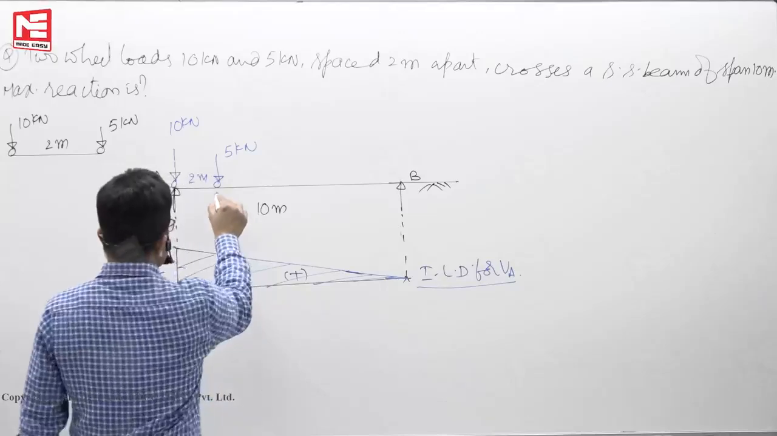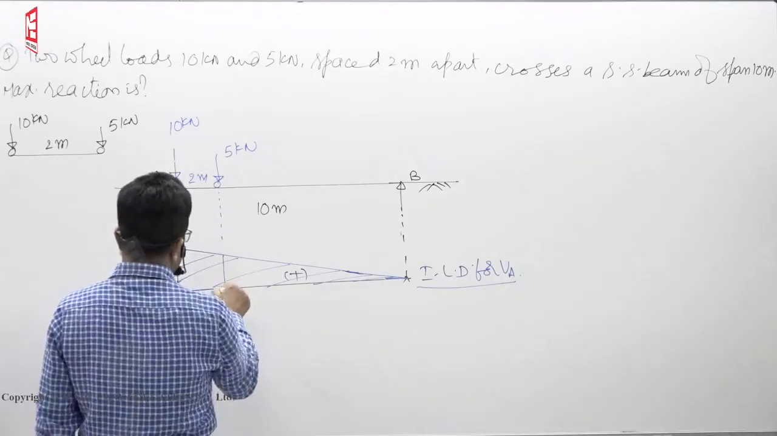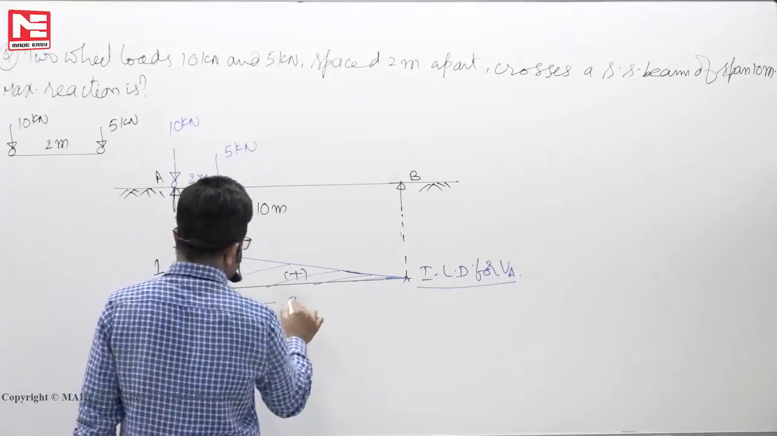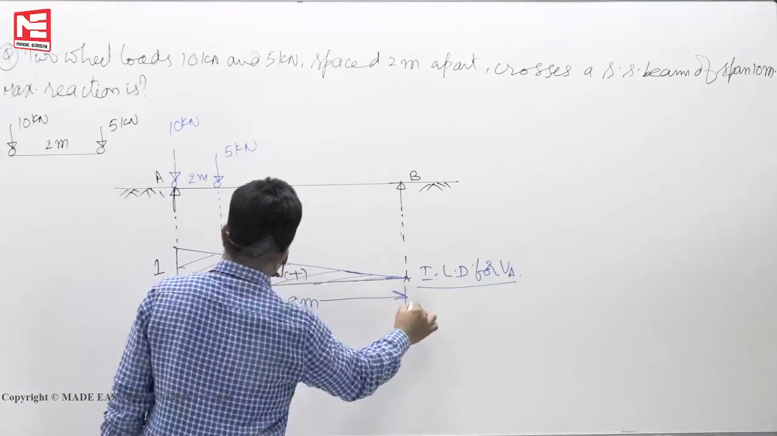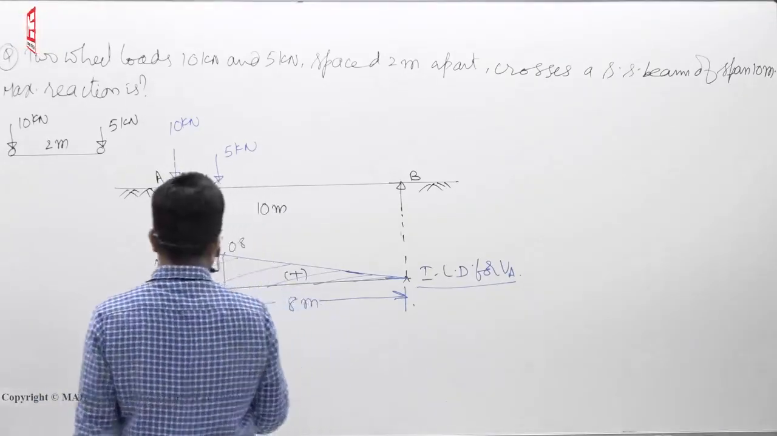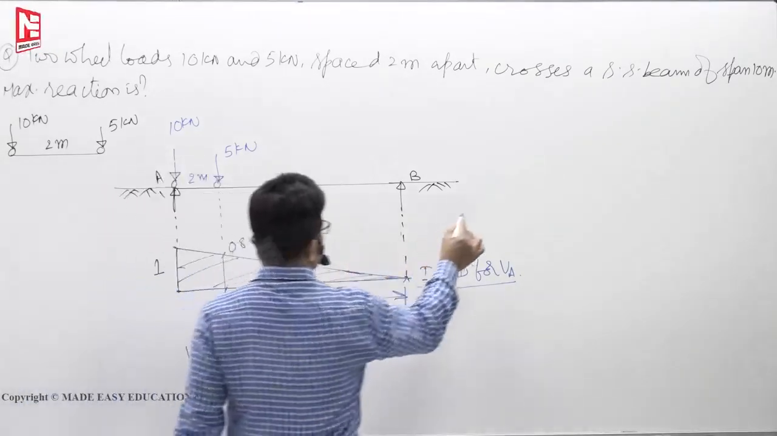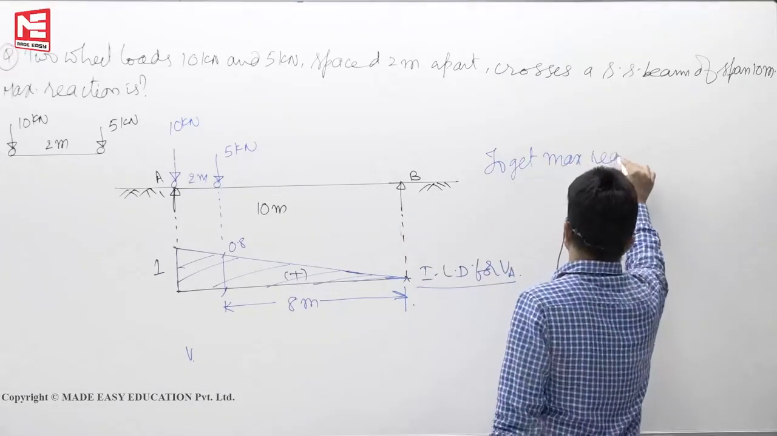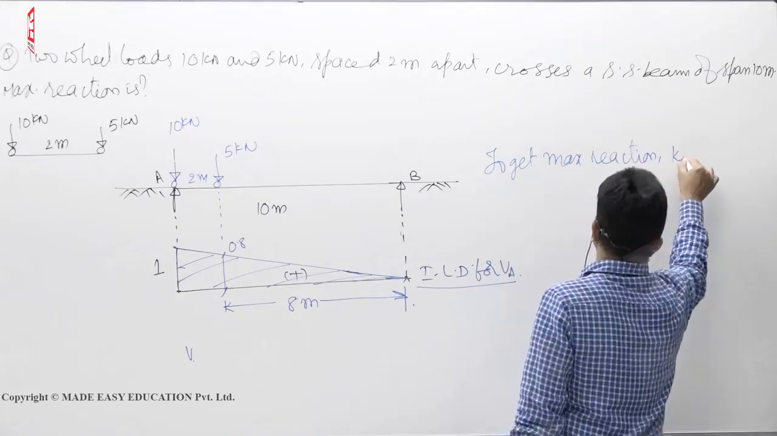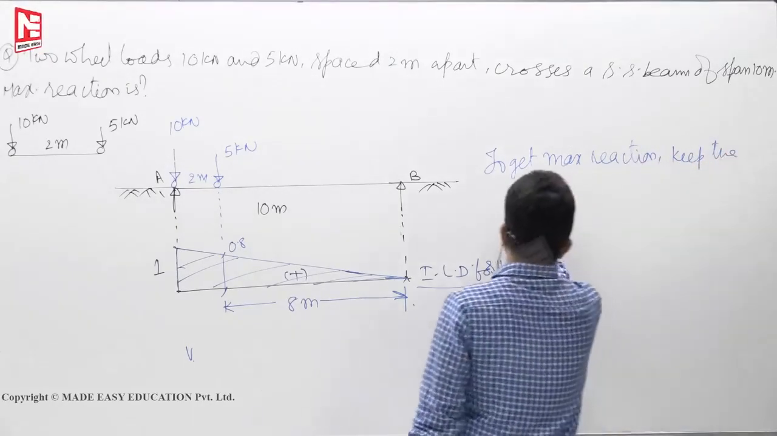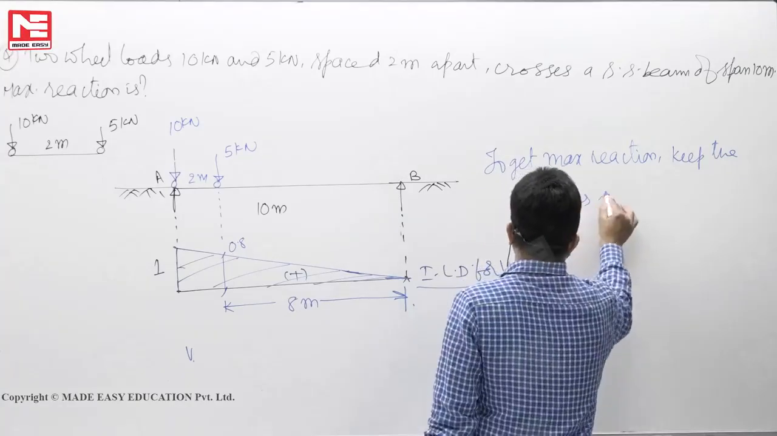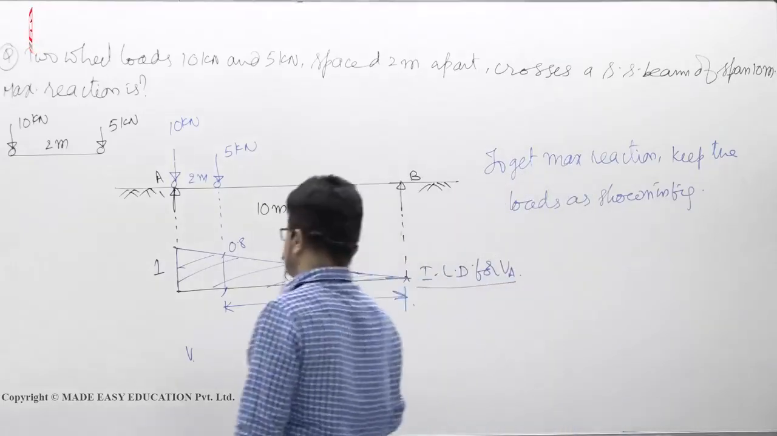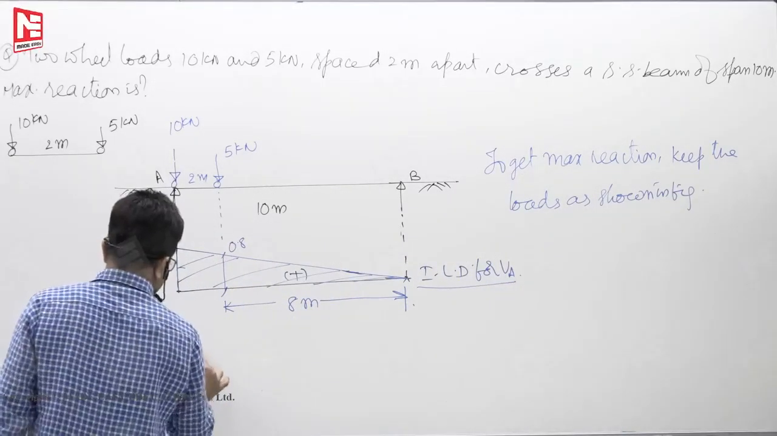Now coming to this one. This value is 0.8 now because 10 meters is 1, 8 meters, this distance is 8 meters. Linear interpolation. So now you will get VA. So to get maximum reaction, keep the loads as shown in figure. So maximum reaction you will get.